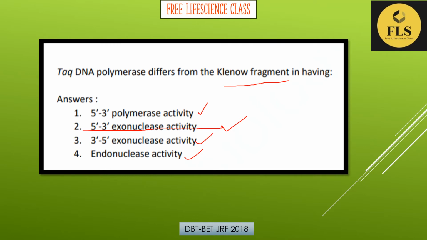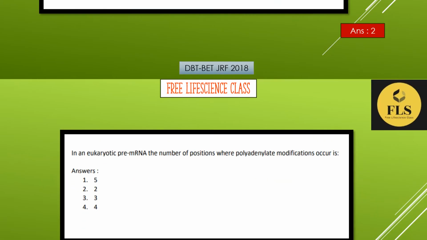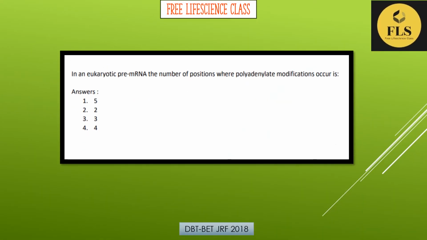Okay, moving to the next question. In a eukaryotic pre-mRNA, the number of positions where polyadenylate modification occurs is. So it's a simple question, and its answer is option 4.